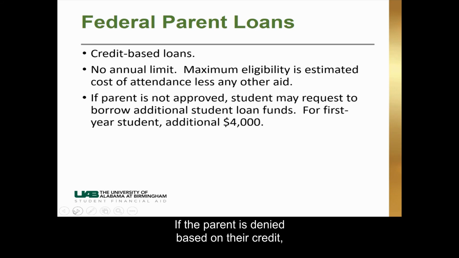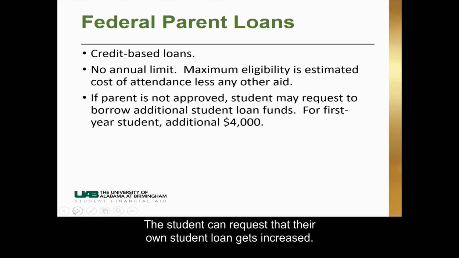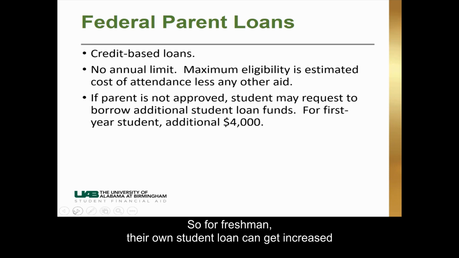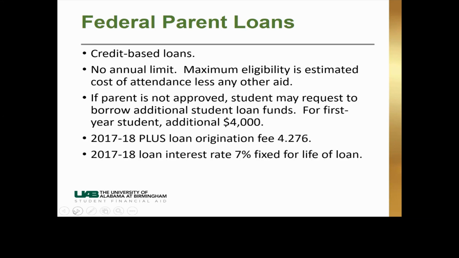If the parent is denied based on their credit, you would still be given several options. The student can request that their own student loan gets increased. For freshmen, their own student loan can get increased by $4,000 if the parent is denied credit. The parent would also have an option to appeal the denial or have a co-signer and be approved in that way. So even if you are denied this Parent Plus loan, you still are given several options that you can pursue.